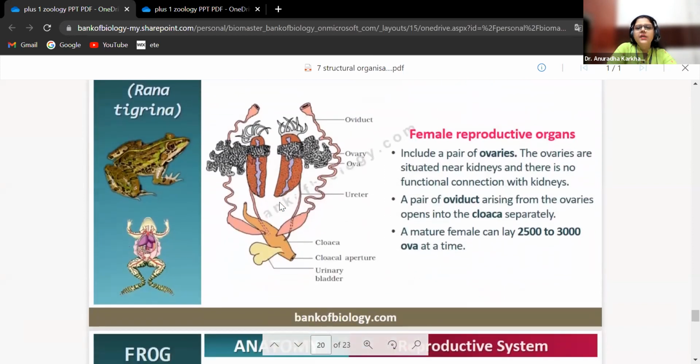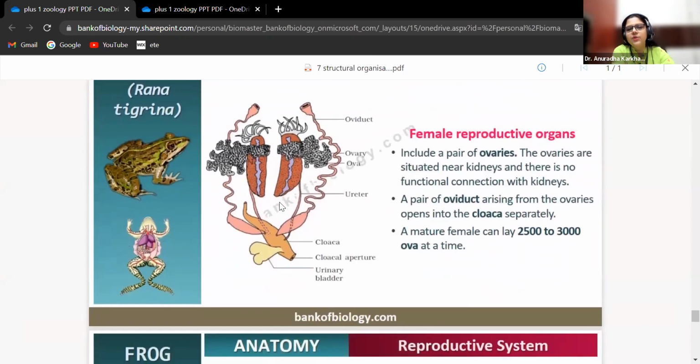Female reproductive organ includes a pair of ovaries. The ovaries are situated near the kidneys and there is no functional connection with the kidneys. So they are near the kidneys but have nothing to do with the kidneys. Okay. A pair of oviducts arising from the ovaries opens into the cloaca separately.